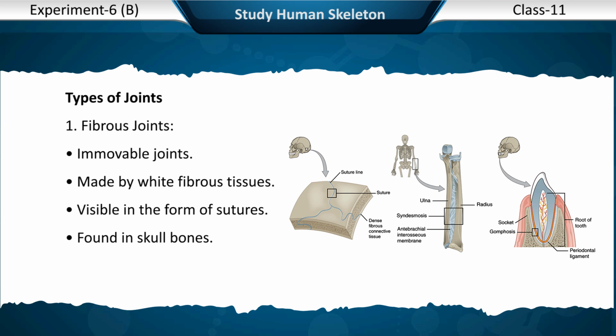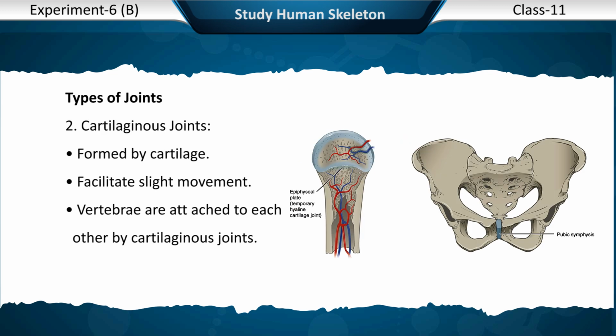Types of joints. 1. Fibrous joints: immovable joints, made by white fibrous tissues, visible in the form of sutures, found in skull bones. 2. Cartilaginous joints: formed by cartilage, facilitate slight movement. Vertebrae are attached to each other by cartilaginous joints.